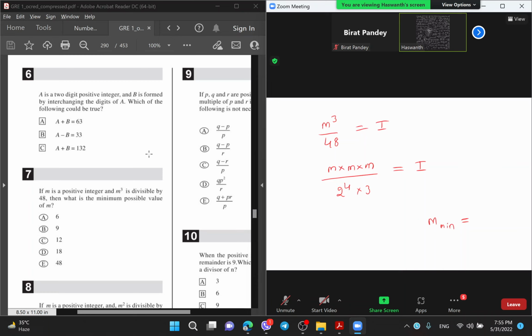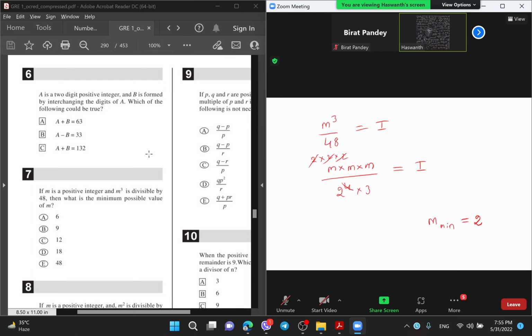First we have to cancel 2's. So m should have at least 1 2 in it. 1 2 is definitely required. Then if m has 1 2, m cube means 2 cube will have 3 2's. This m will have 1 2, another m, another 2, another m, another 2. 3 2's got cancelled. But there are 4 2's in the denominator. There is still one more 2 left in the denominator to cancel. To cancel that, m should have one more 2 in it.